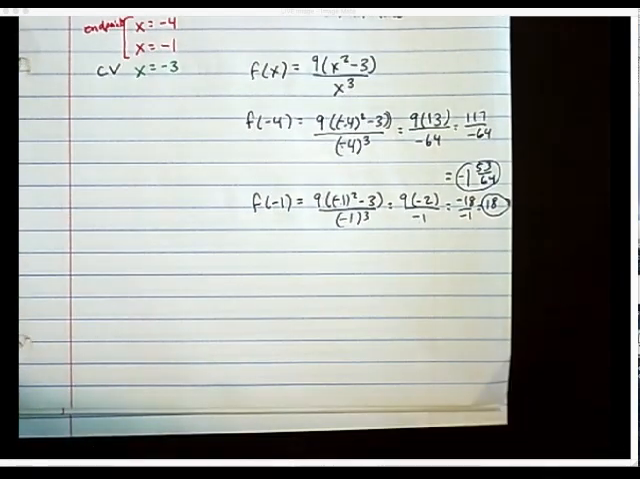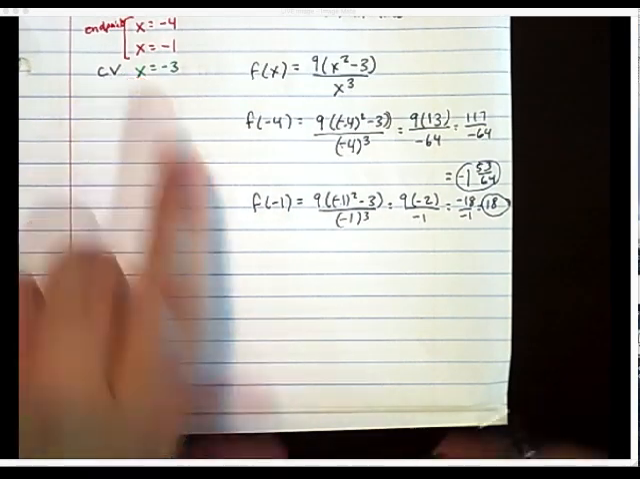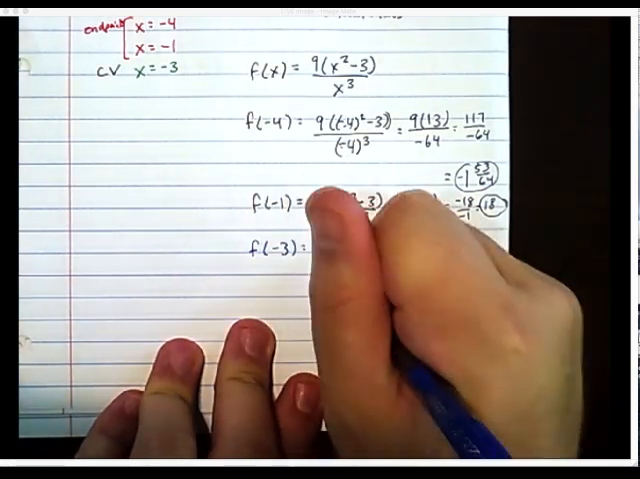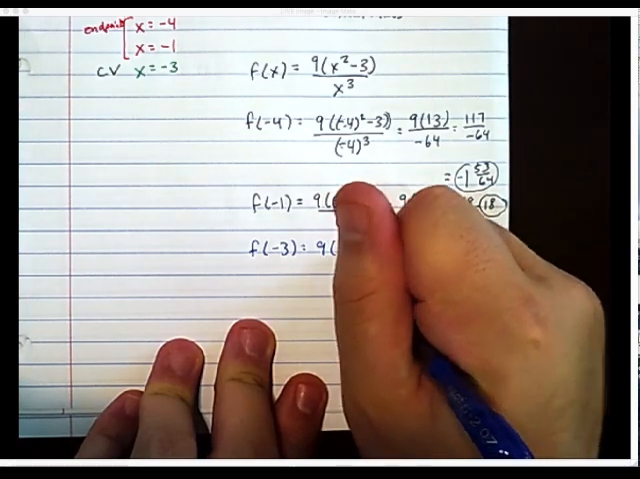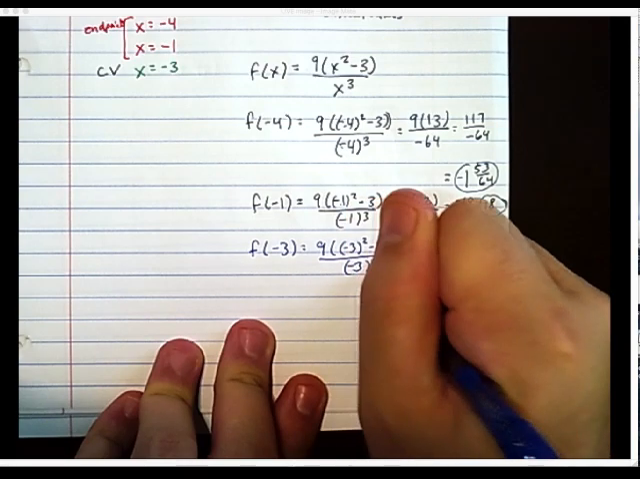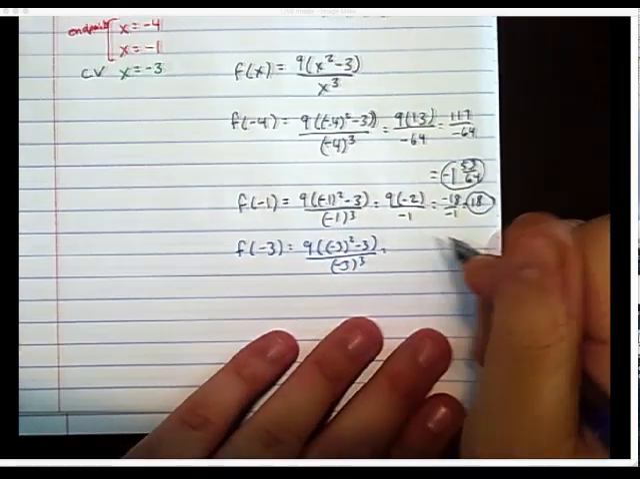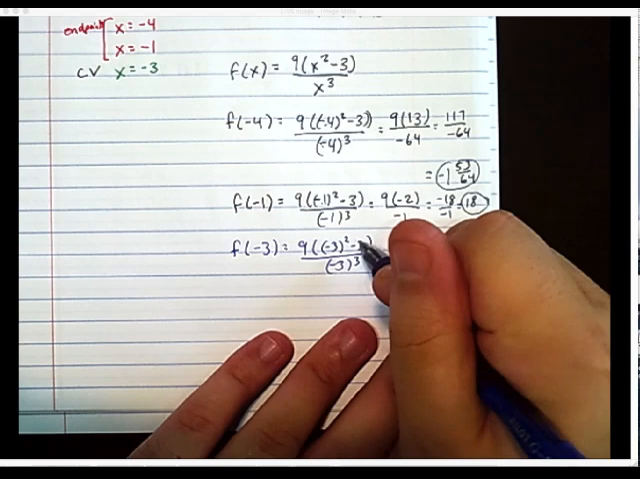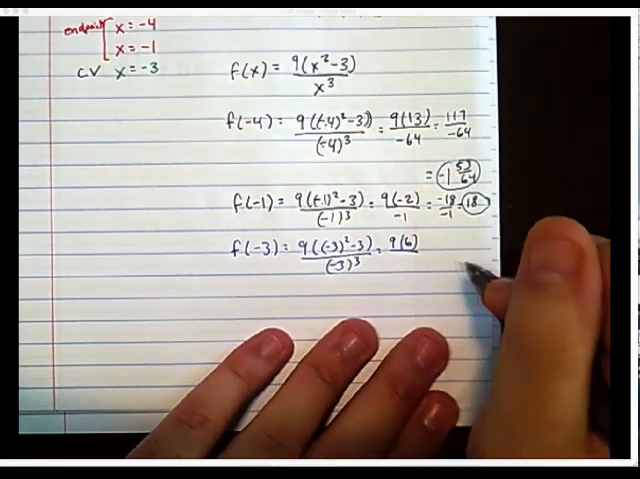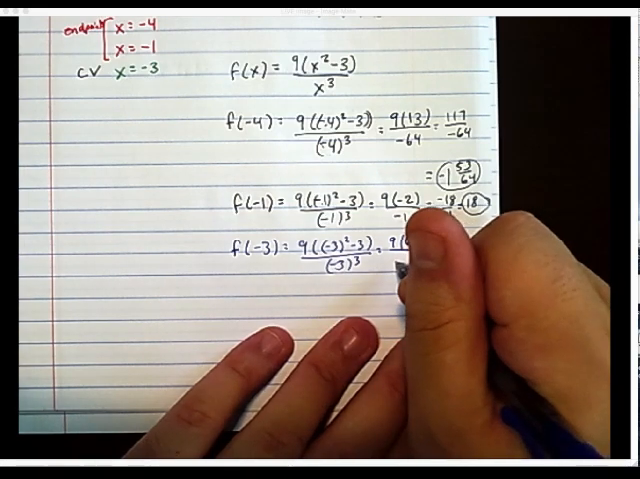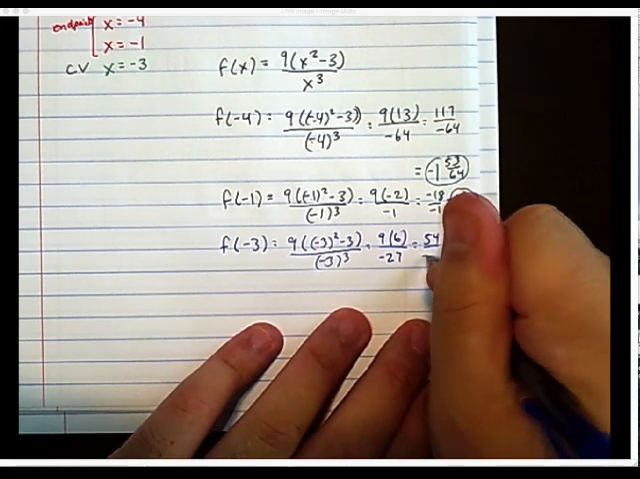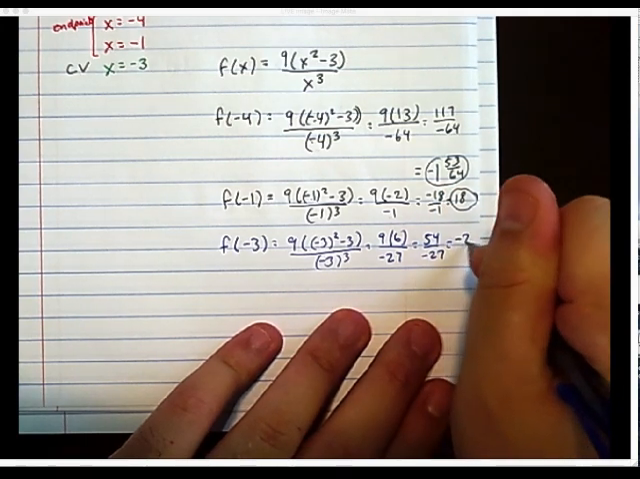Okay. Now let's test the critical value, x equals negative 3. If I plug in negative 3 there, I get 9 times negative 3 squared minus 3 over negative 3 cubed. So 9 times negative 3 squared is 9, minus 3 is 6. Negative 3 cubed is negative 27. So this would be 54 over negative 27, and that's going to equal negative 2.